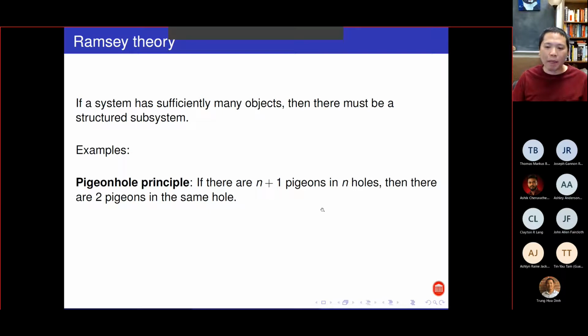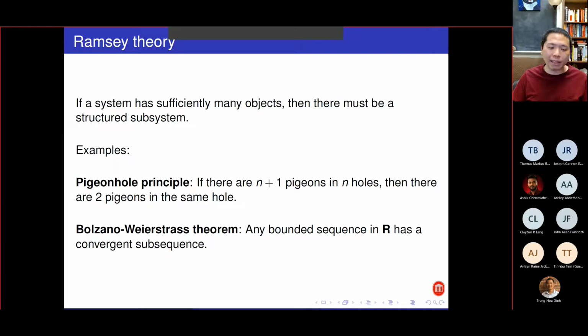So I think this is one of the most basic principles in all of mathematics, right? And it's very simple. If you have more pigeons than holes, then you can find more than one pigeon sharing the same hole. That's the pigeonhole principle, right? It's a basic principle in combinatorics, but it turns out to be very useful, and actually it's extremely powerful. So here's another example in the same spirit.